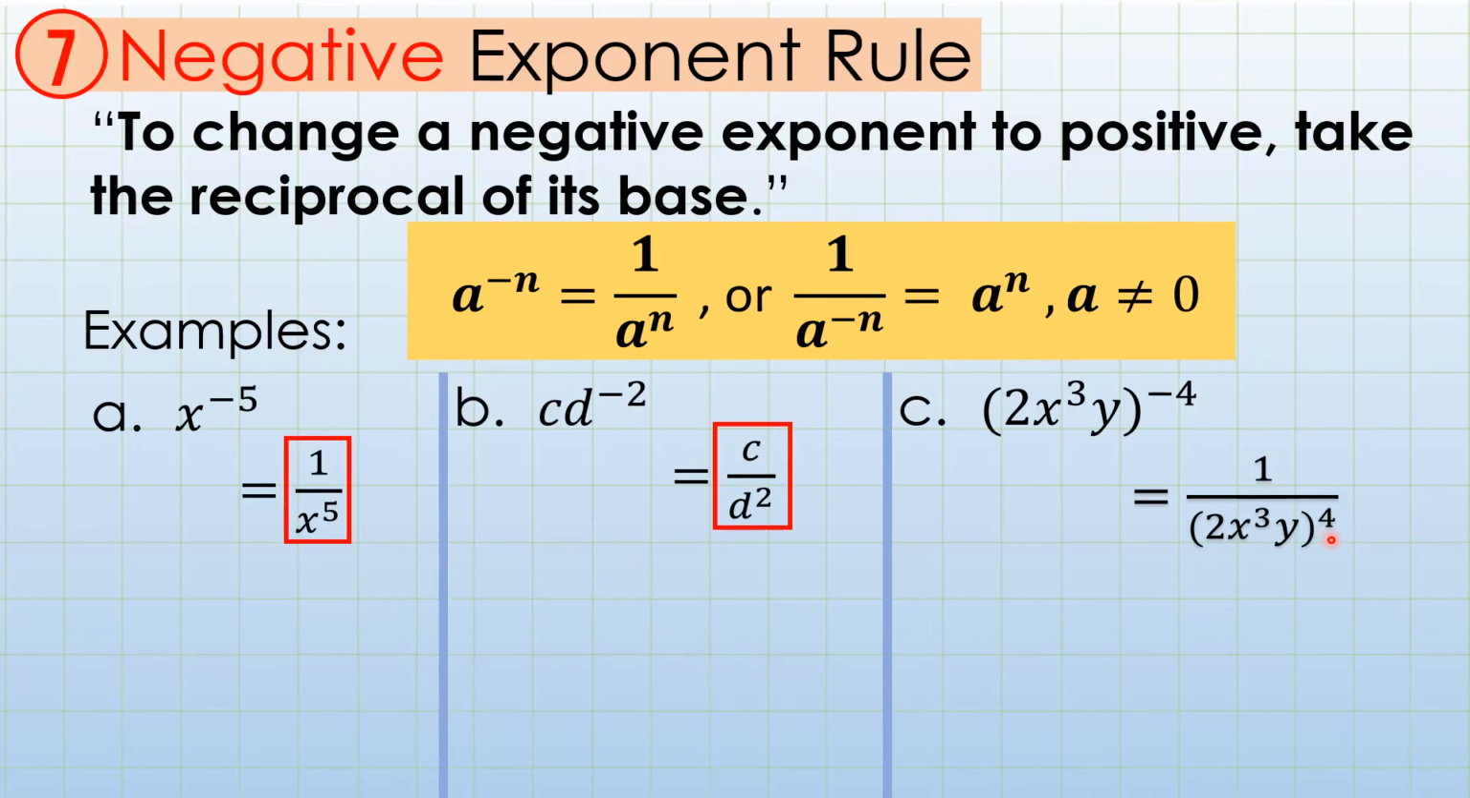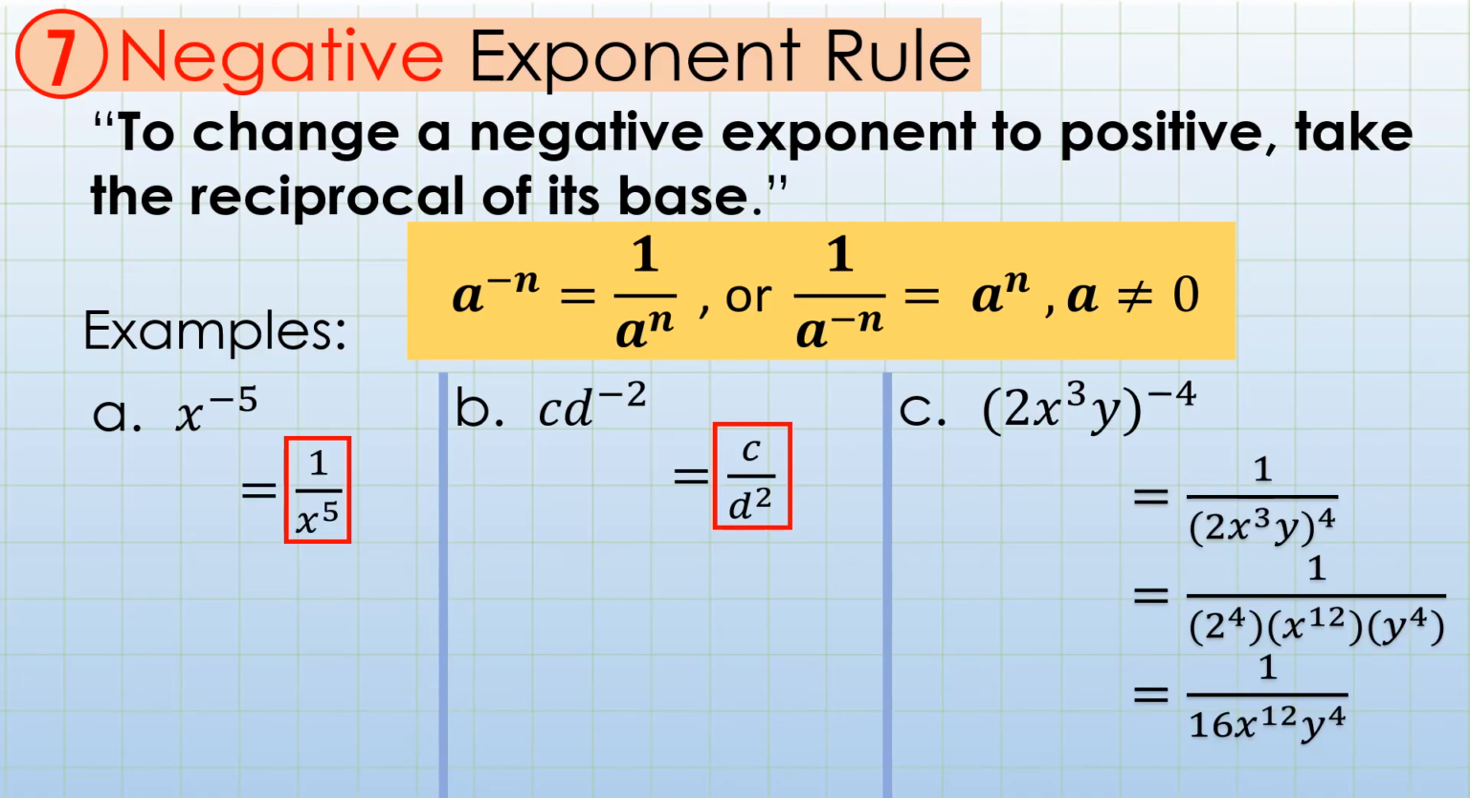And then, para matanggal yung 4 sa labas, gamitan natin ng raising a product to power rule. So, bawat isang factor makakalusib ng 4. So, magiging 1 over 2 raised to 4, x raised to 12, and y raised to 4. Tapos, simplify mo lang yan. Now, yung 2 raised to 4, magiging 16. X squared, y to the 4th. Okay, that's it.